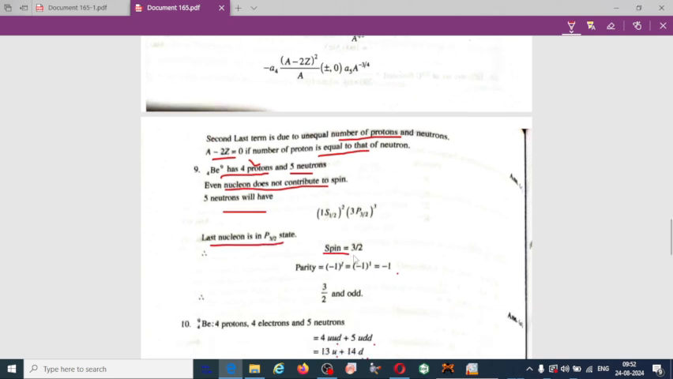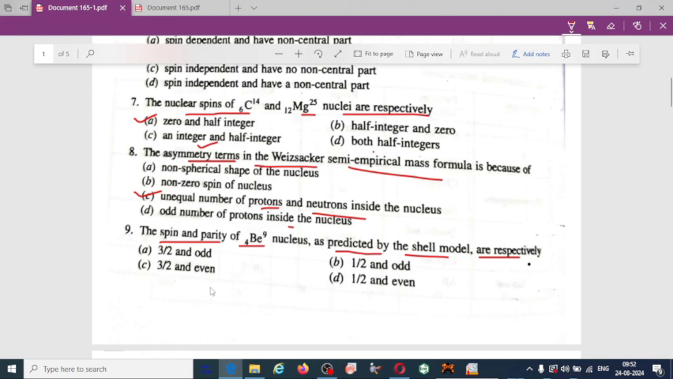So what is the spin here for the p orbital? 3/2. Parity is given by minus 1 to the power L, where L is the angular momentum. L is equal to 1 for the p orbital, so here parity is -1. So spin is 3/2 and parity is odd. Option A is correct.